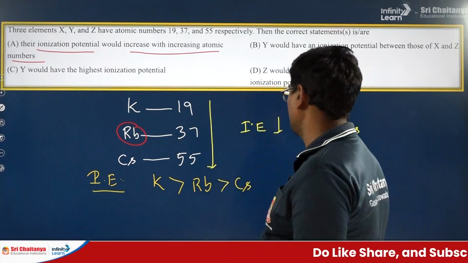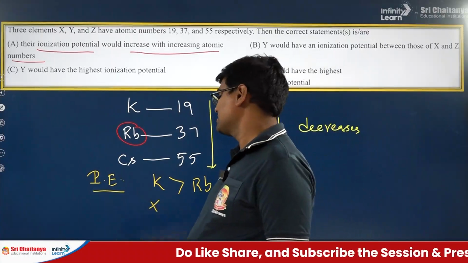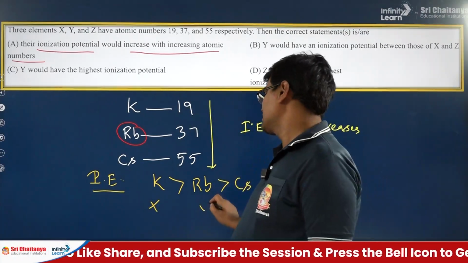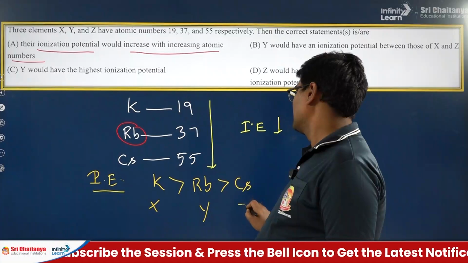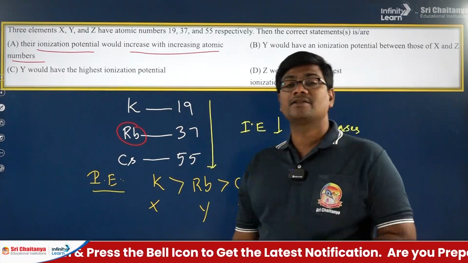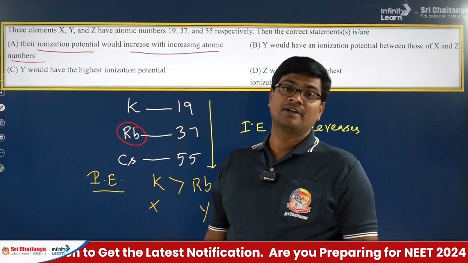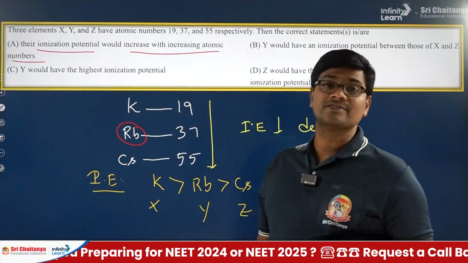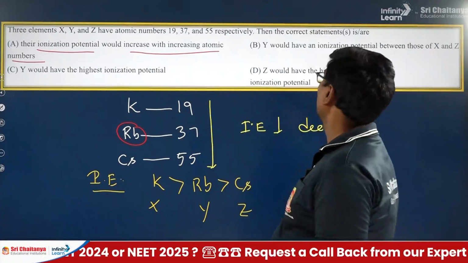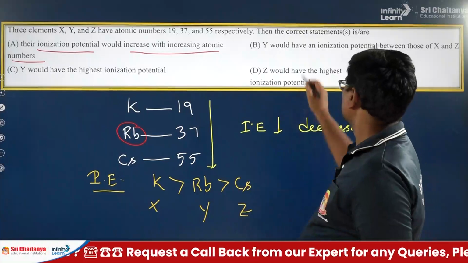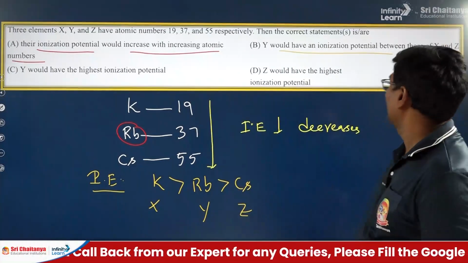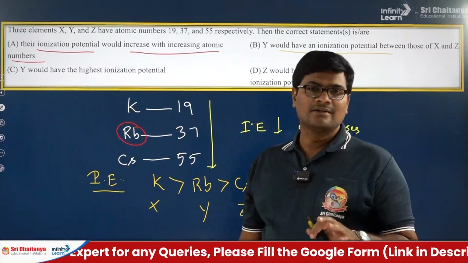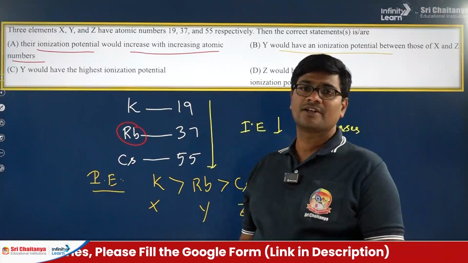The ionization energy of Y. Here, what is this? K, that is X. What is this? Rubidium, that is Y, and this is Z. The ionization energy of rubidium, that is Y, is in between potassium, that is X, and cesium, that is Z. Right statement. Y would have an ionization potential between those of X and Z. That is the right statement. Let's go for the next statement.